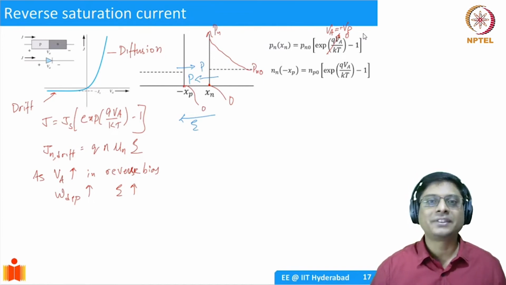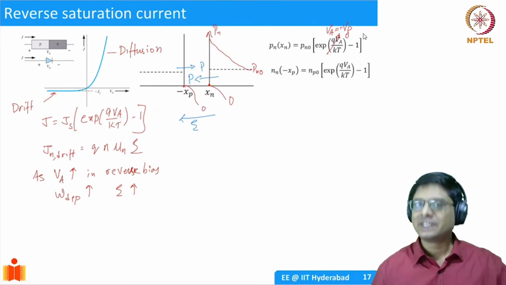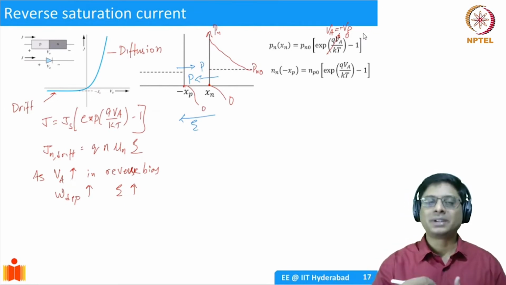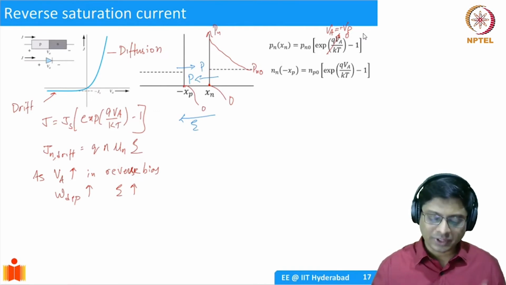So we are creating a deficit of minority carriers. What happens when you have a deficit of minority carriers? Well, always remember, a semiconductor is going to try to come back to equilibrium. If you have excess minority carriers, they will recombine and come back to equilibrium. If you have a deficit of minority carriers, it's going to generate and come back to equilibrium. Equilibrium is something that nature loves, right? So we always try to come back to equilibrium.